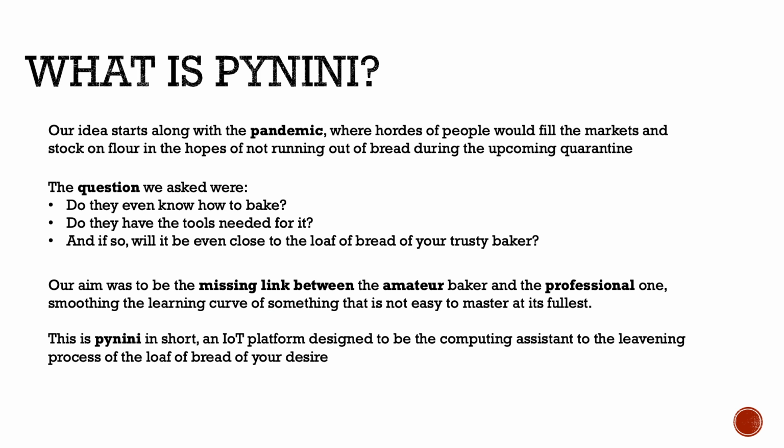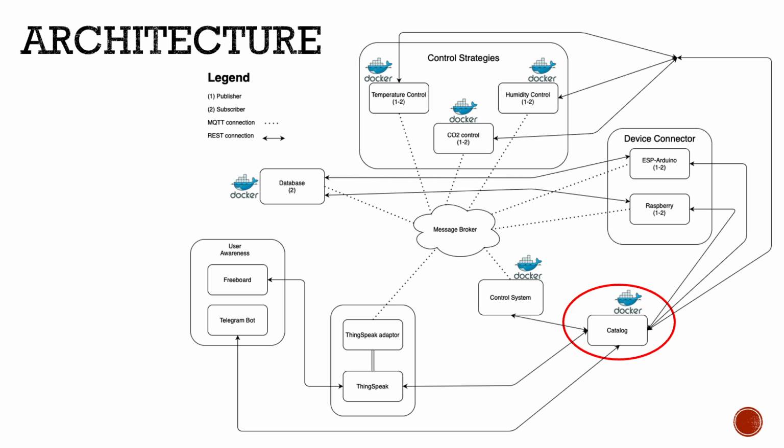Pynini is an IoT platform designed to improve the skills of any baker. The architecture is composed of 7 main components that we can see here on the screen. We will now focus on the catalog component.